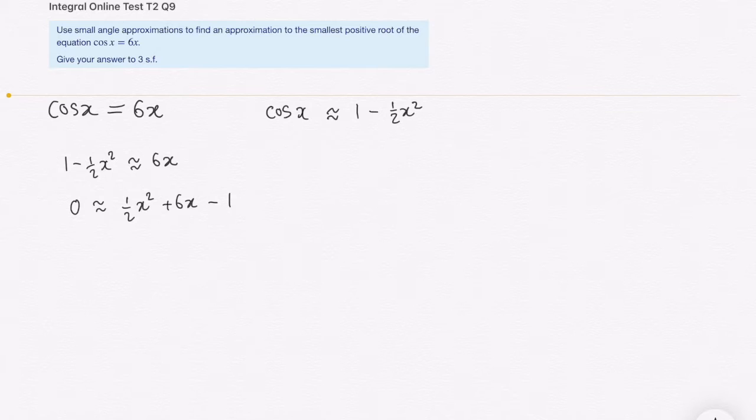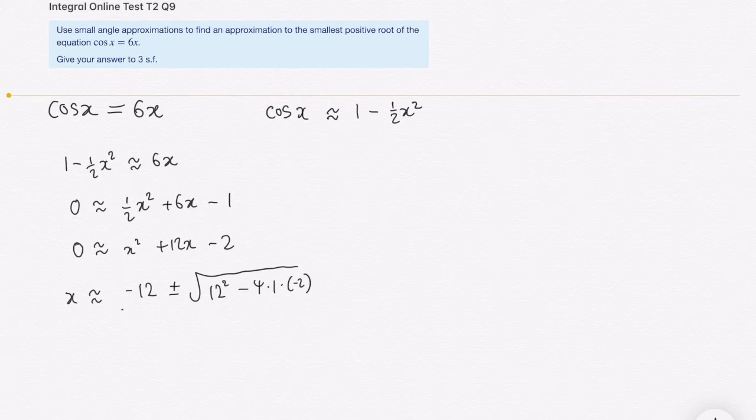I'm going to use the quadratic formula. Firstly, I'm going to multiply it by 2 just to make my life a little bit easier. So we get 0 is approximately equal to x squared plus 12x, subtract 2. So we know x is approximately equal to, well, minus b, so minus 12, plus or minus the square root of b squared, so 12 squared, minus 4 times a, which is 1, times c, which is negative 2, all divided by 2a, so all divided by 2.